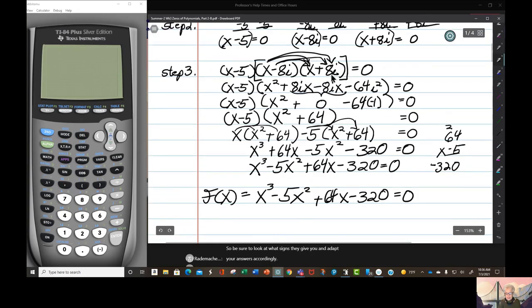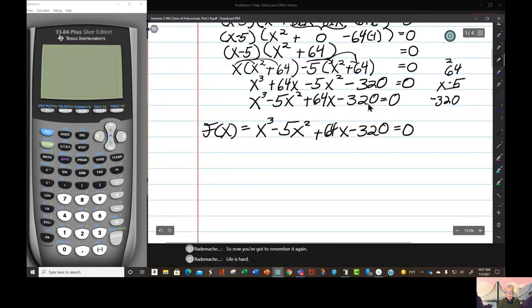This is the magic right here that I love. Because that happens. Something like 8ix minus 8ix, which gives you a 0. You do have to remember that i squared is negative 1. Somewhere in intermediate algebra, you were told that. So now you've got to remember it again. Life is hard. Okay, let's move on.